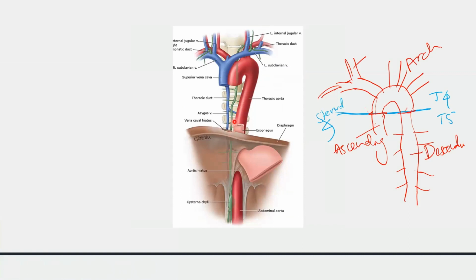It drains the lymph of the body. Okay, so I hope you know what lymph is. Can someone tell me what lymph is? Extracellular fluid, yes.